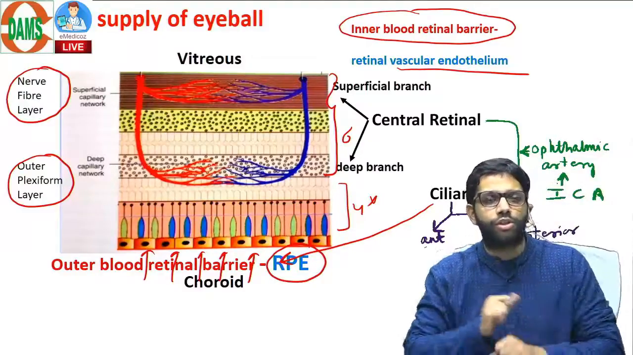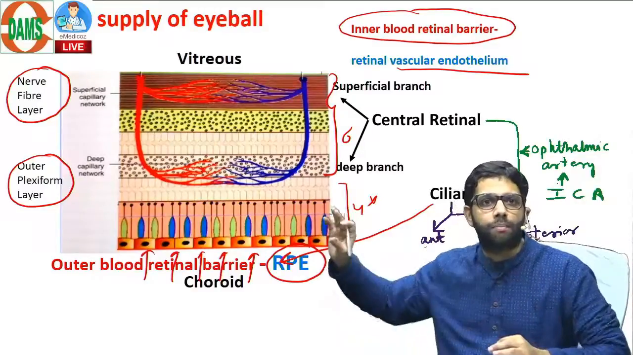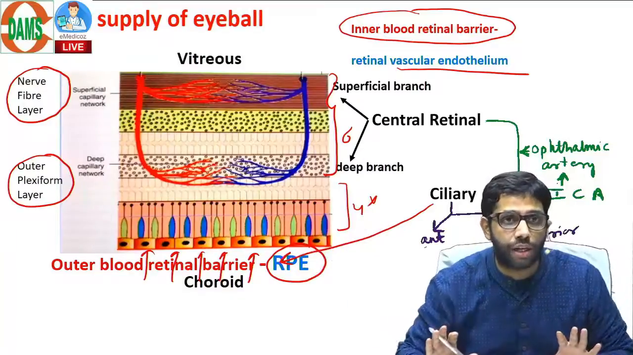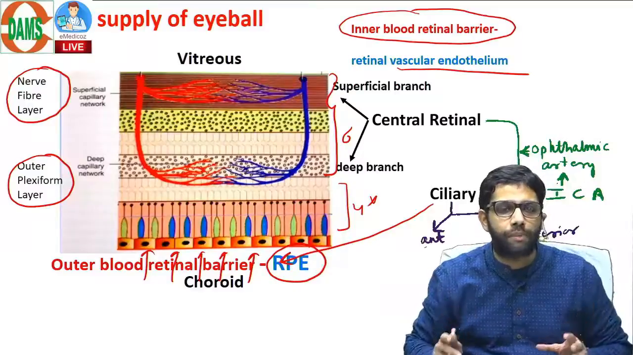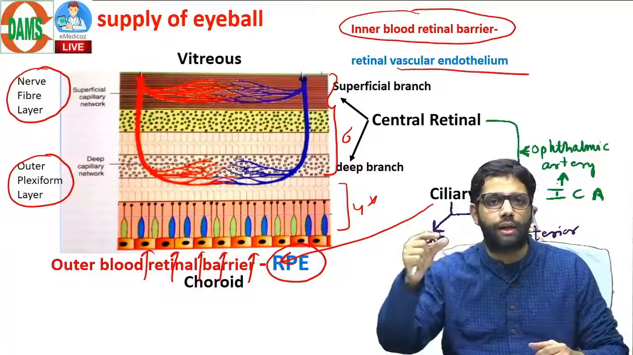So now we have told you the structure of the retina, the layers of the retina in short, the blood supply of the retina in short, and the two barriers. Everything in angiography is based on the blood supply and the barriers. You understand the meaning of barrier? The blood should remain in the blood vessel. It should not come into the retina. Blood retinal barrier.